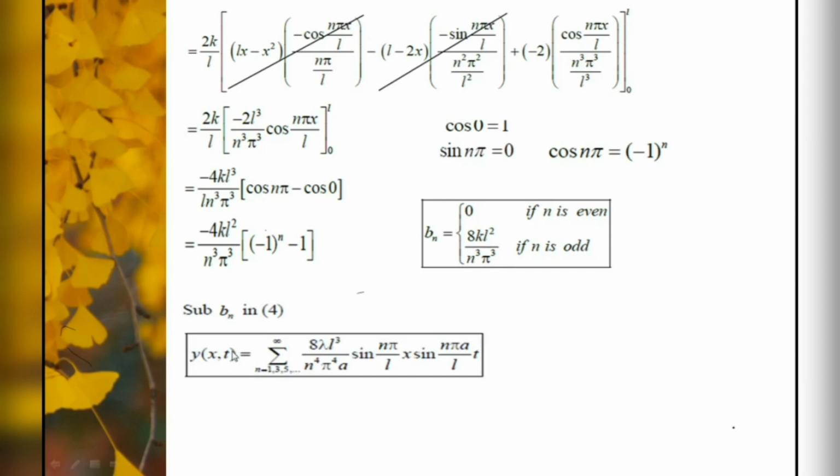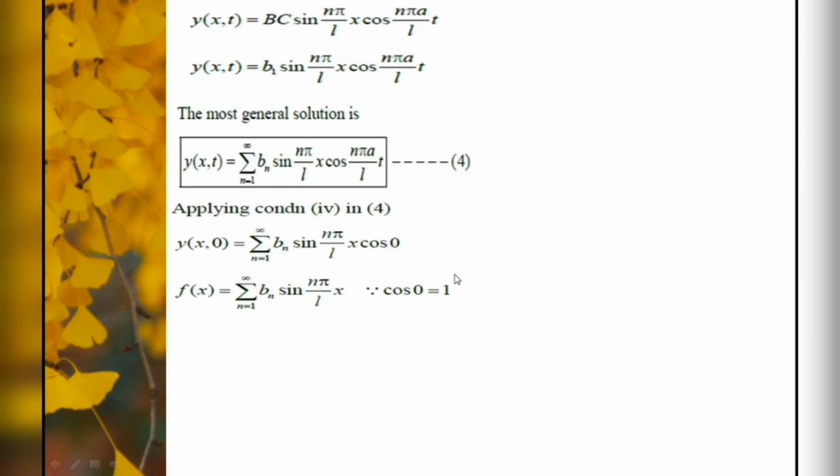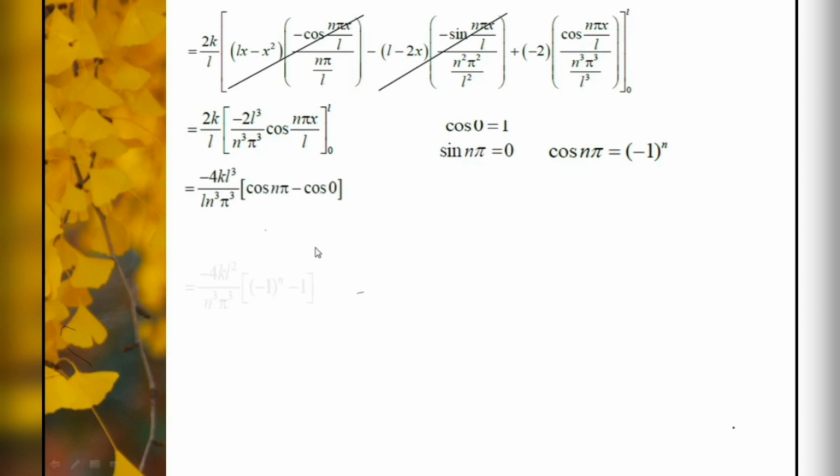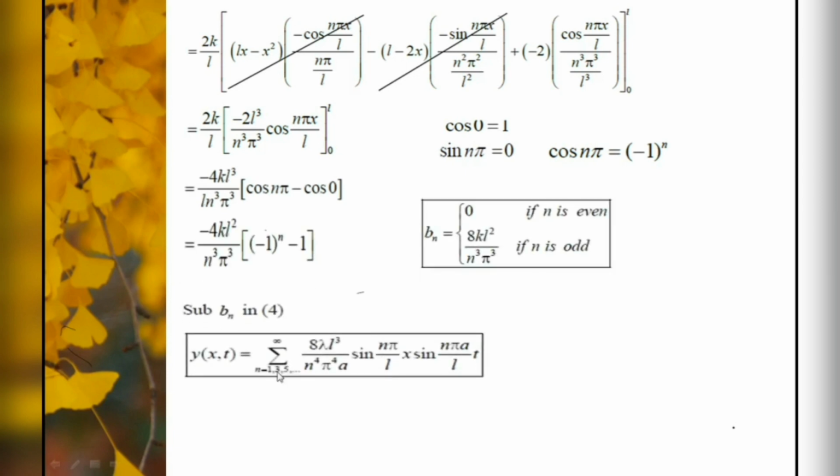Thus, we get y of x comma t as Bn. Here summation is not from 1 to infinity because our Bn exists only for the odd values 1, 3, 5 and so on to infinity. After finding the Bn value, we are substituting in our equation 4. Our equation 4 is this one. So, here in this place we have to substitute, and thus we get the value as summation n equal to 1 comma 3 comma 5 and so on to infinity of 8 lambda L cube divided by n power 4 into pi power 4 into a into sin n pi x by L into sin n pi at by L.